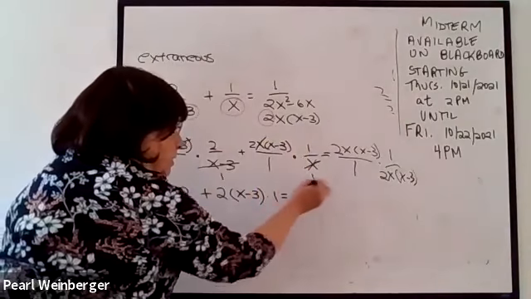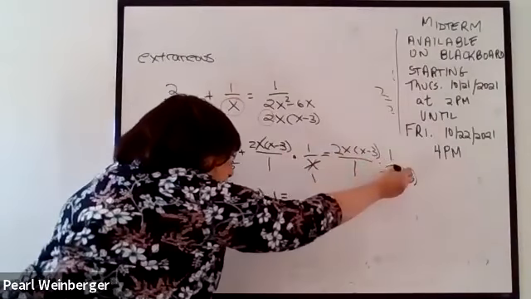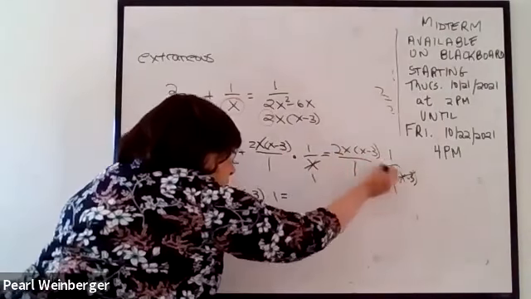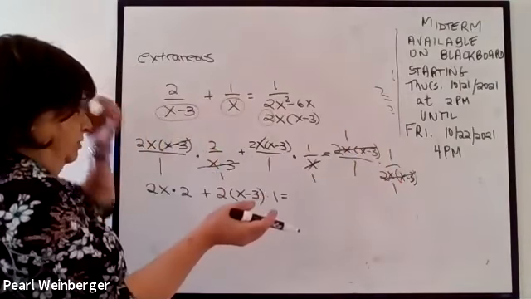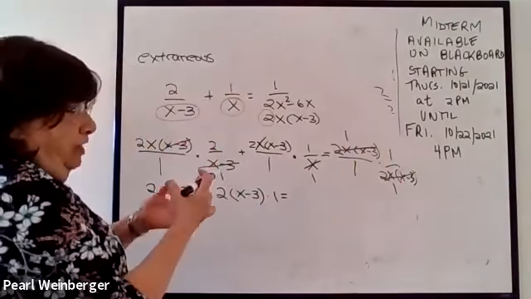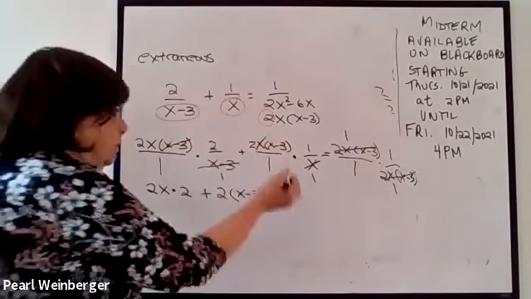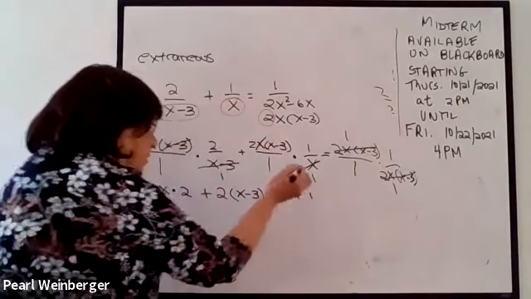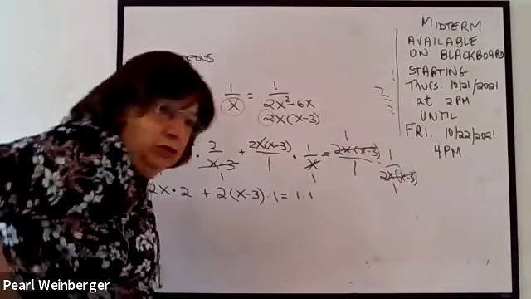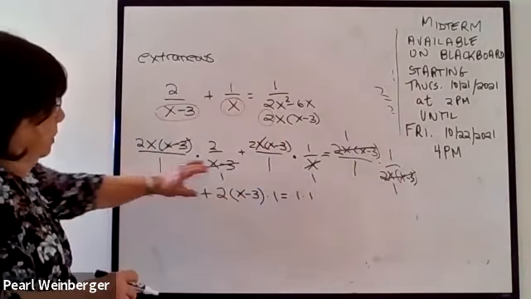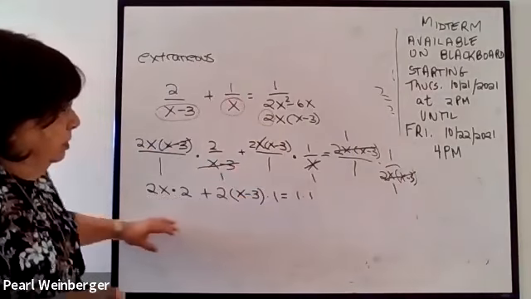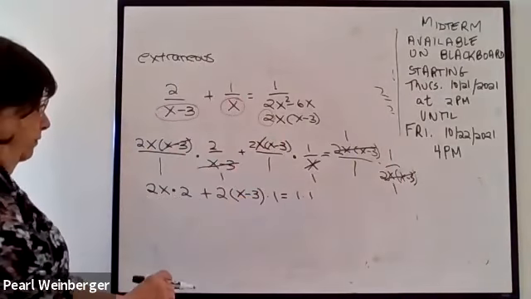And finally, here, the whole 2x minus 3 cancels out with this whole 2x minus 3. The whole thing canceled out. Remember, when everything cancels out, it leaves a 1. So I'm left with 1 times 1, which of course is just written as 1. And here we have our very simple equation to solve.